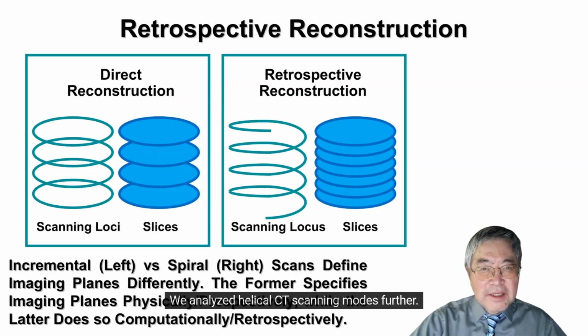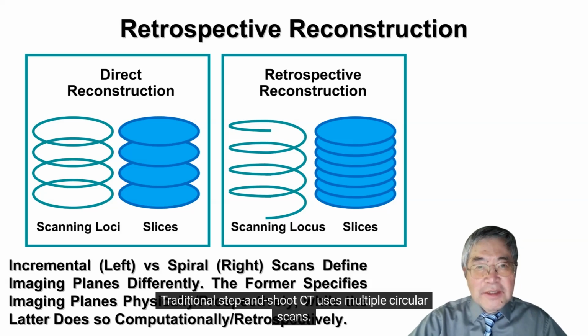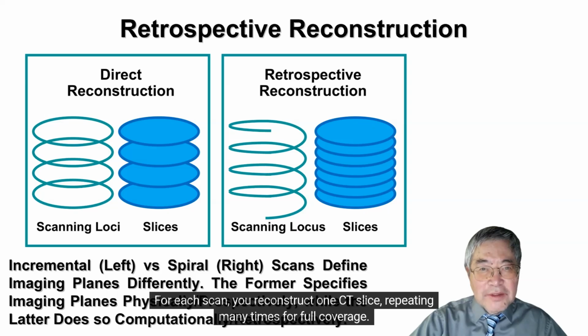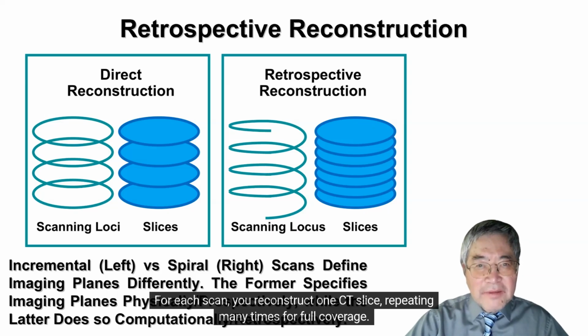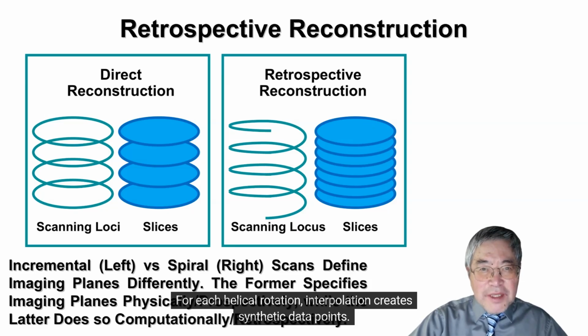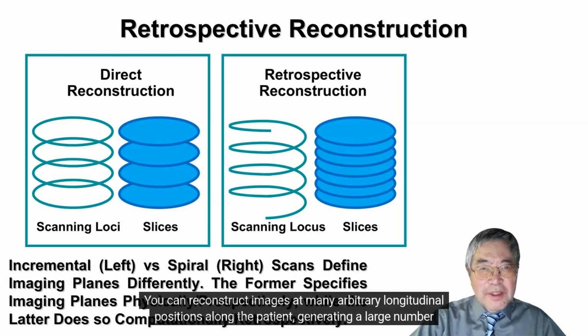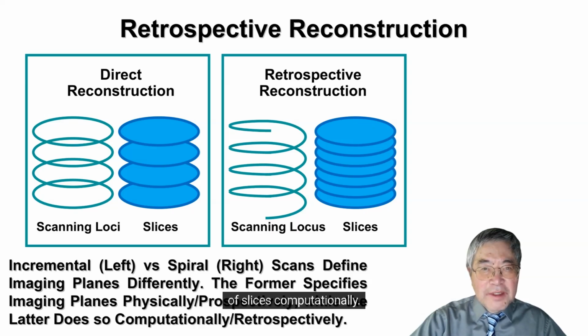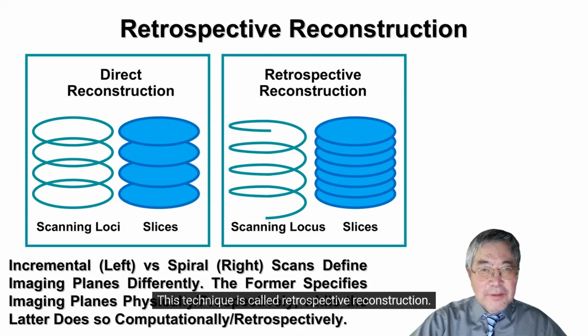We analyzed helical CT scanning modes further. Traditional step-and-shoot CT uses multiple circular scans. For each scan, you reconstruct one CT slice, repeating many times for full coverage. In helical CT, instead of discrete circular scans, you have one continuous helical acquisition. For each helical rotation, interpolation creates synthetic data points. You can reconstruct images at many arbitrary longitudinal positions along the patient, generating a large number of slices computationally. This technique is called retrospective reconstruction.